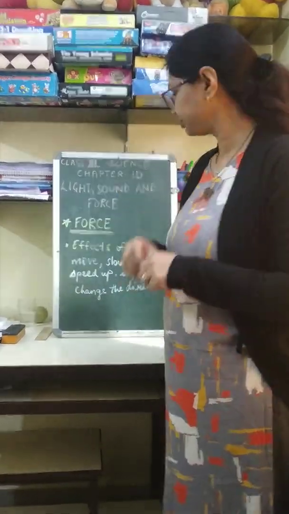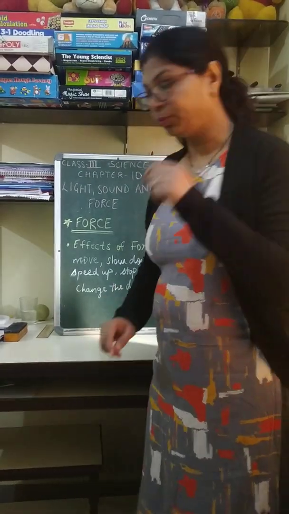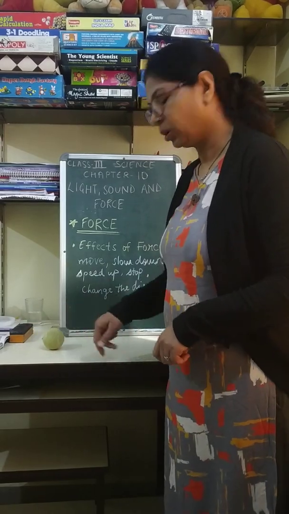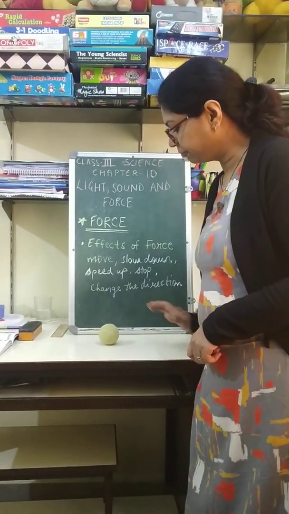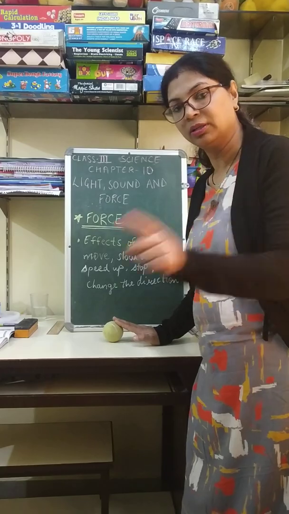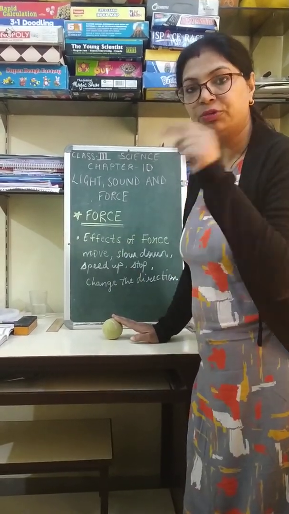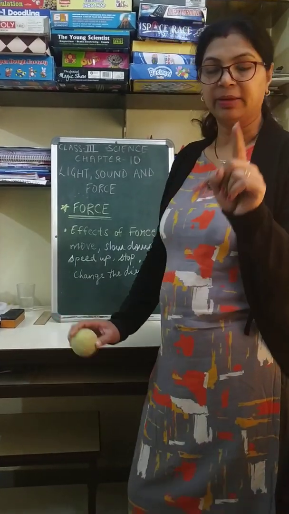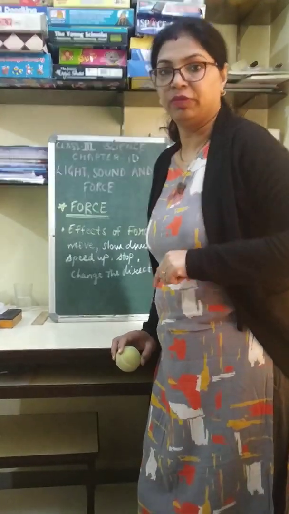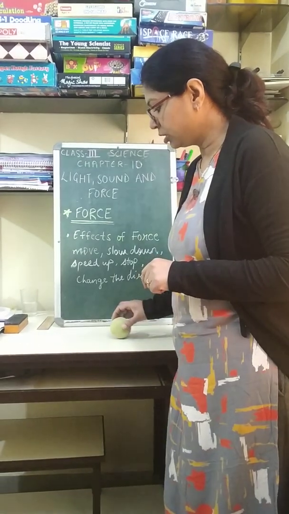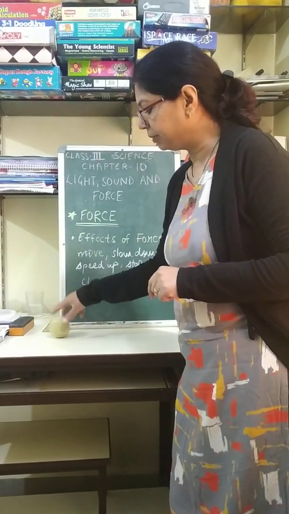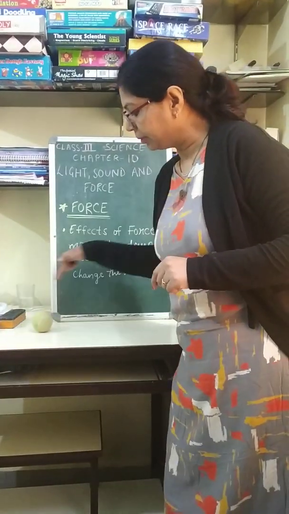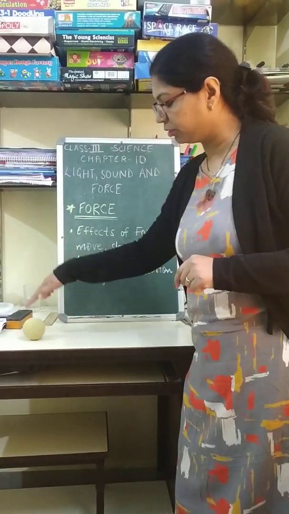So it can speed up a moving object. Next, it can stop a moving object. Like suppose this ball is coming from here. Now if I apply little force, what has happened? The ball has stopped. That means force can stop the motion of a moving object. It can also change the direction of the moving object. How? See, the ball is going this way and I apply little force and I turn the direction of the ball. By applying little force, I am changing the direction of the ball.